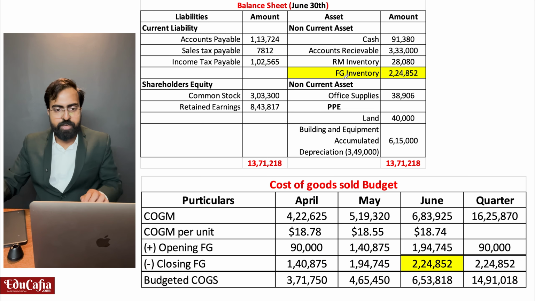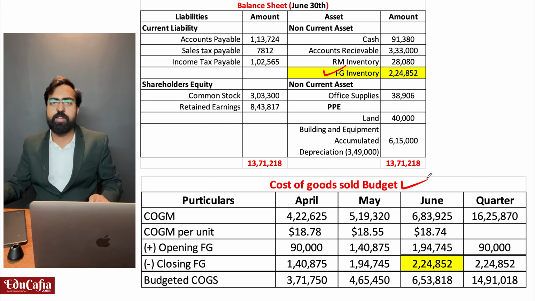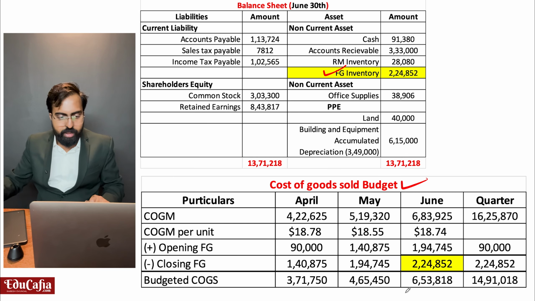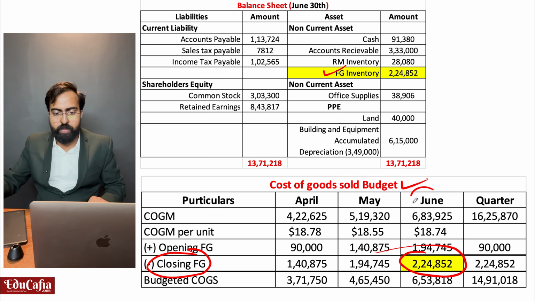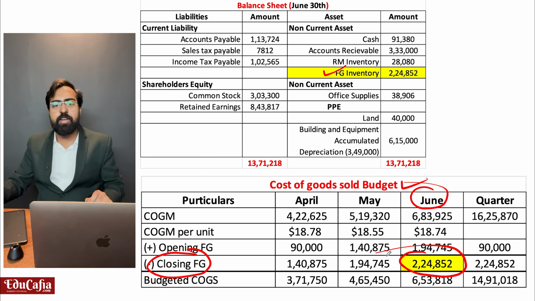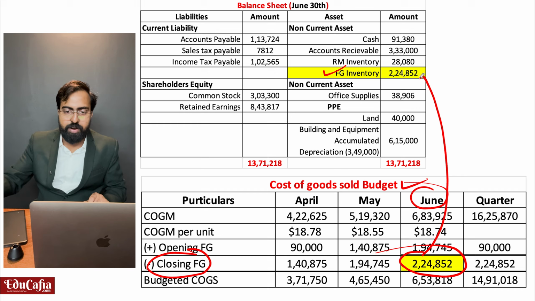Then FG inventory. This is talking in cost of goods sold. In that cost of goods sold, in closing FG, there is 2,24,852 in June month. This is already we did. So that will come in FG inventory.